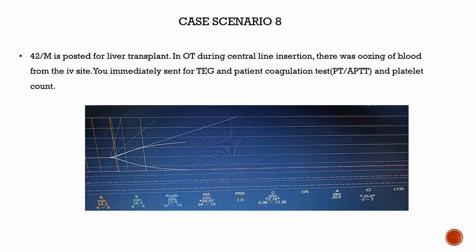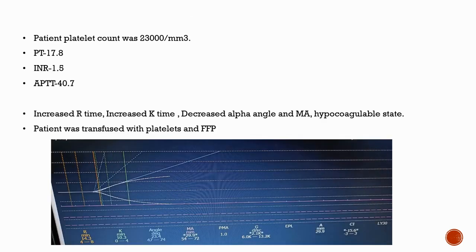Case scenario 8. A 42-year-old male is posted for liver transplant. During surgery, while inserting a central line, there was oozing of blood from the IV site. A TEG and conventional coagulation tests were both sent immediately. This was the TEG tracing that was sent. The conventional coagulation tests showed a low platelet count of 23,000, elevated PT and APTT, and an INR of 1.5.